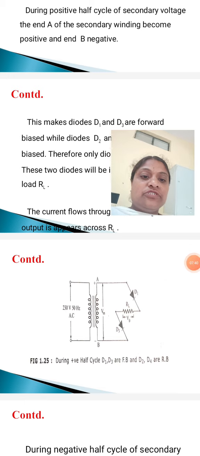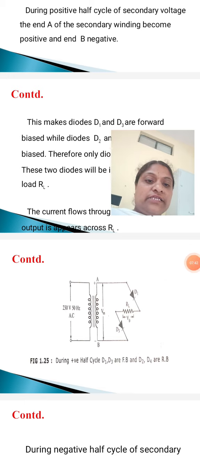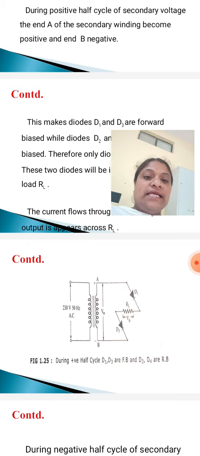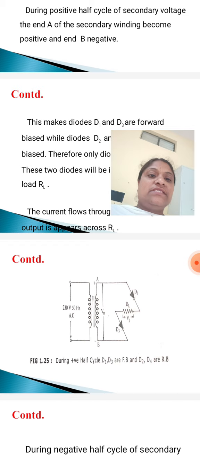A is positive, and that is connected to the anode of diode D1. So positive is connected to positive. So diode D1 is forward bias, and D2 is reverse bias.